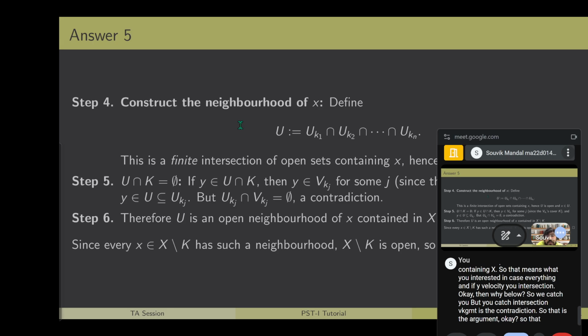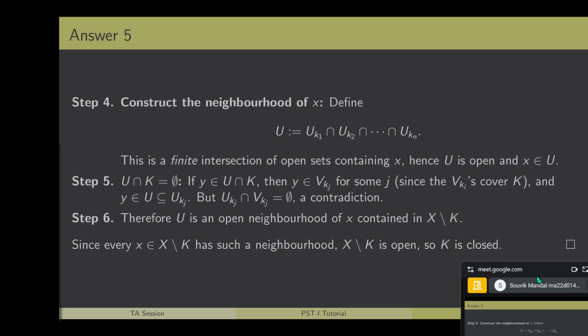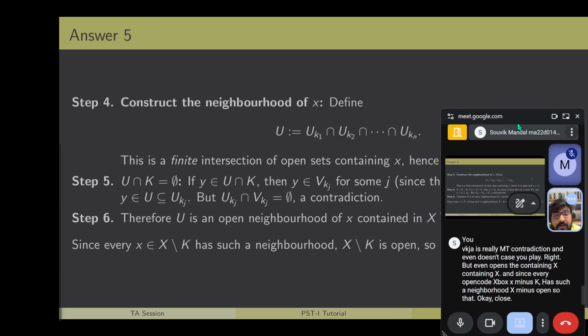So that means U intersection K is equal to empty, a contradiction, and U intersection K is equal to empty, right? So that means U is an open set containing x. And since every point x belonging to X minus K has such a neighborhood, X minus K is open, so that K is closed. So that is the argument.